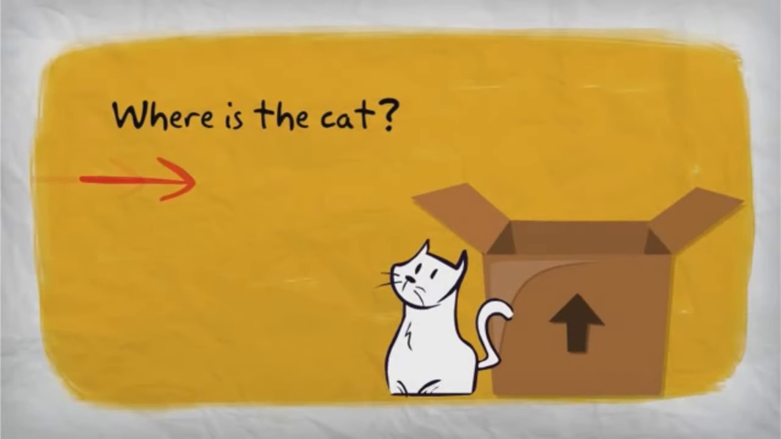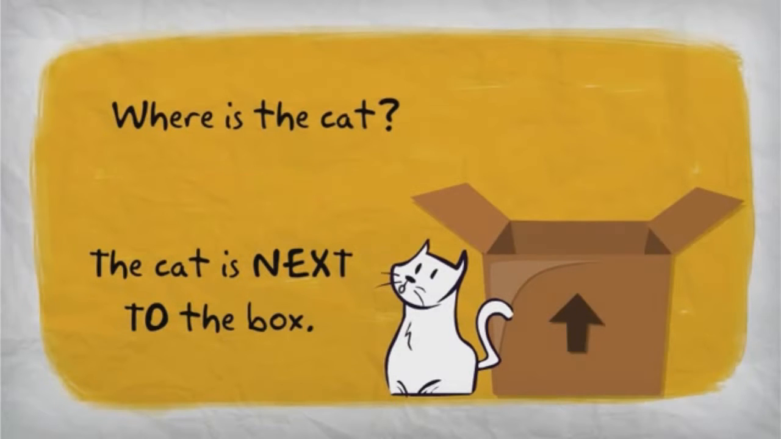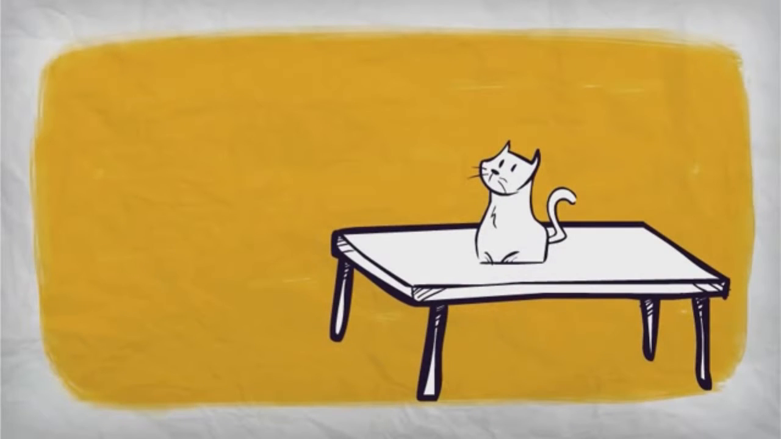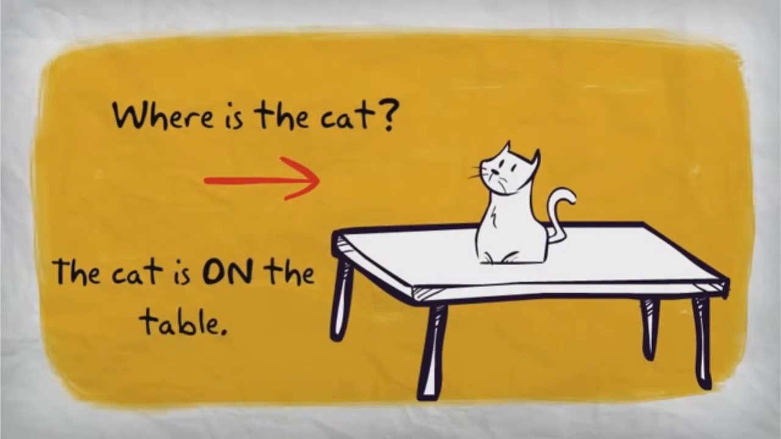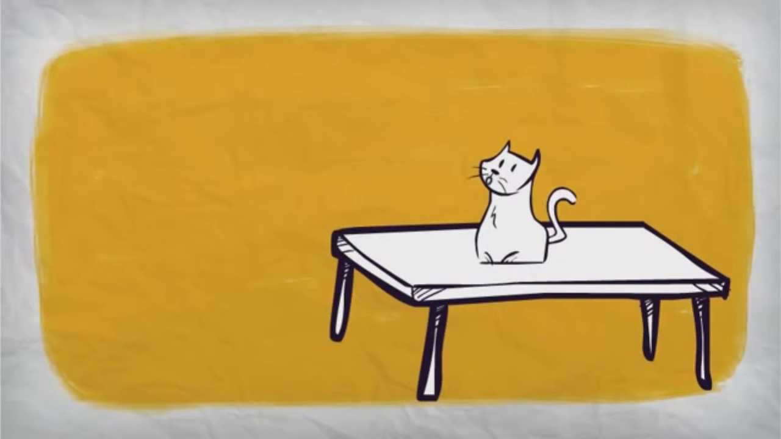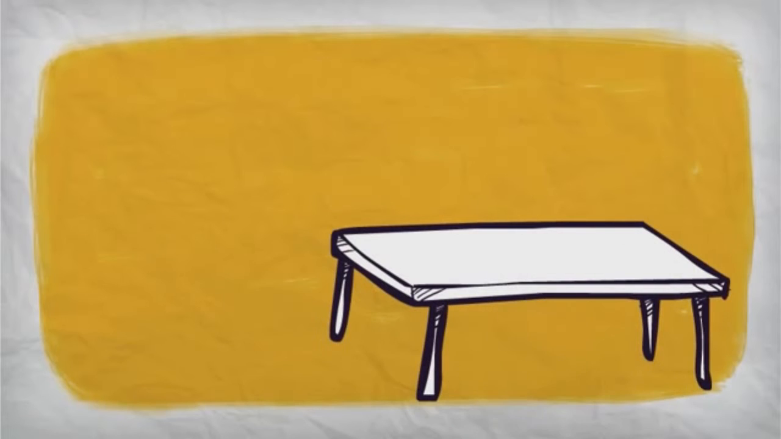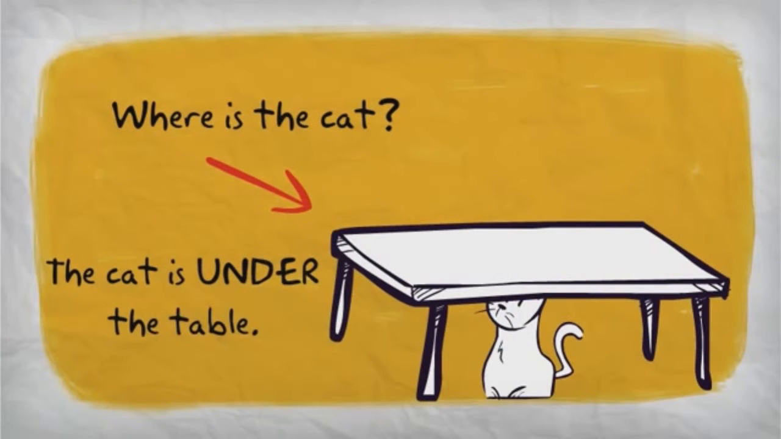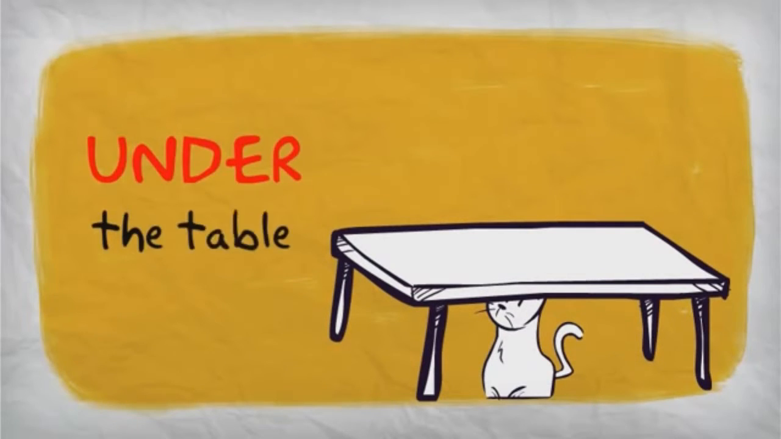Where is the cat? The cat is next to the box. Next to the box. Where is the cat? The cat is on the table. On the table. Where is the cat? The cat is under the table. Under the table.